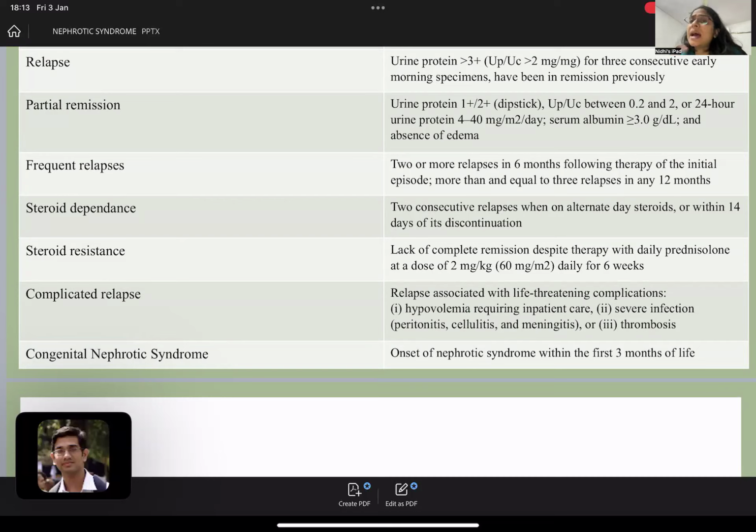Now, relapses in nephrotic syndrome are quite common. Usually, what we see is that even an upper respiratory tract infection, which is very common in children, especially school-going children, can cause a relapse.